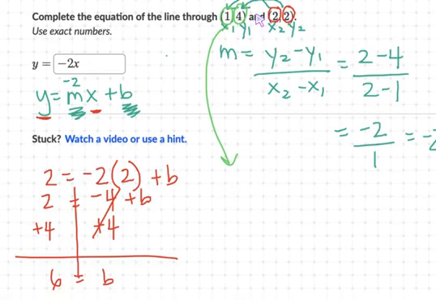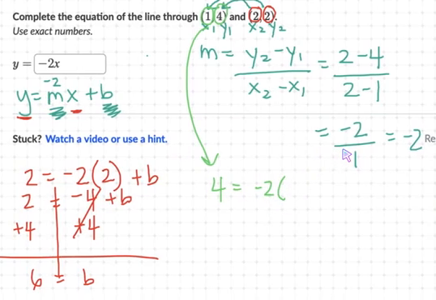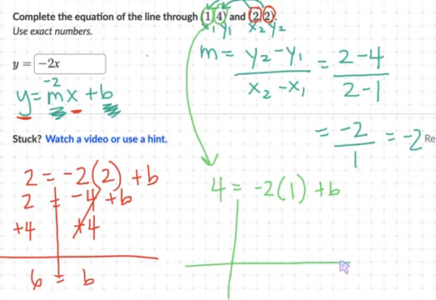And instead of y, I would put in 4. So here, since they're different numbers, I got to keep track. 4 equals negative 2 as my slope, multiplied by the x. The x here was 1 plus b. So I have b on its own on the right-hand side. 4 equals negative 2. Negative 2 times 1 is negative 2 plus b. Get rid of this minus 2 by adding 2 to both sides. I get b on its own. 4 plus 2 is 6.